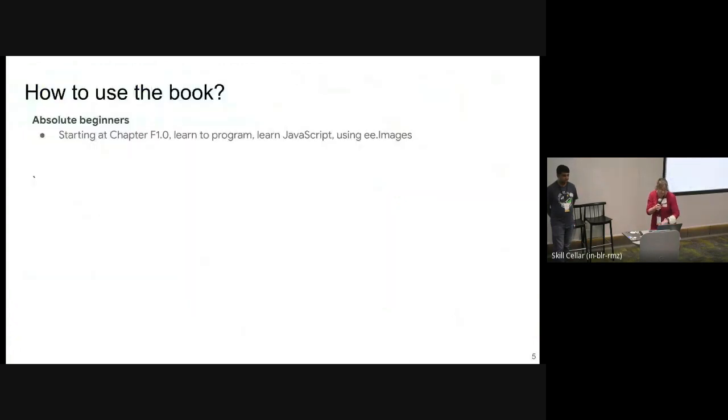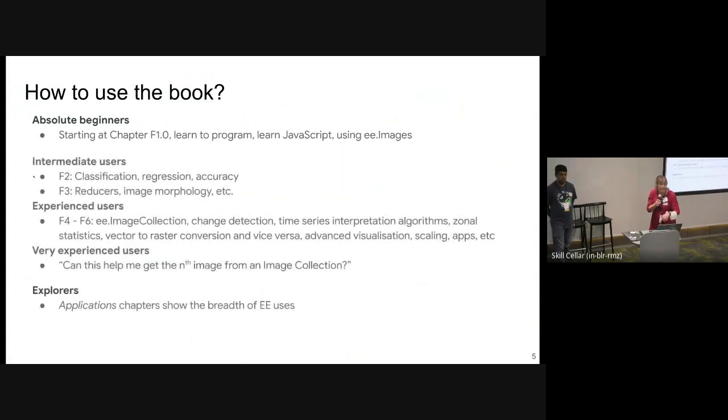So how to use the book? There are basically 5 different users that you can have. If you're an absolute beginner, you can start in the first chapter. Or if you know some remote sensing, you can start there as well, if you're from another coding background. If you're even new to remote sensing, I would say just give it a shot. It's definitely worth a try. And then there are other entry points. I'm not going to go into detail. The details are in the slides. So intermediate users, you have experienced users, very experienced users.